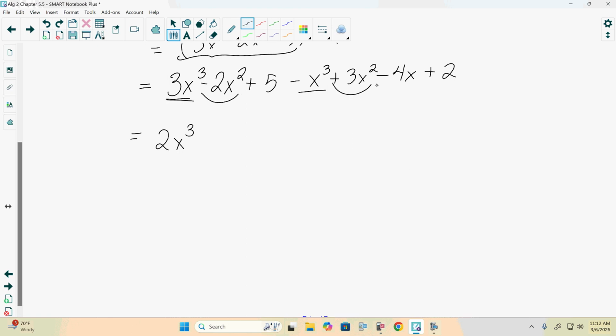So we have negative 2x squared plus our 3x squared. Because it would have been negative 2 minus negative 3. Negative 2 plus 3, 3 minus 2 is 1, so x squared.